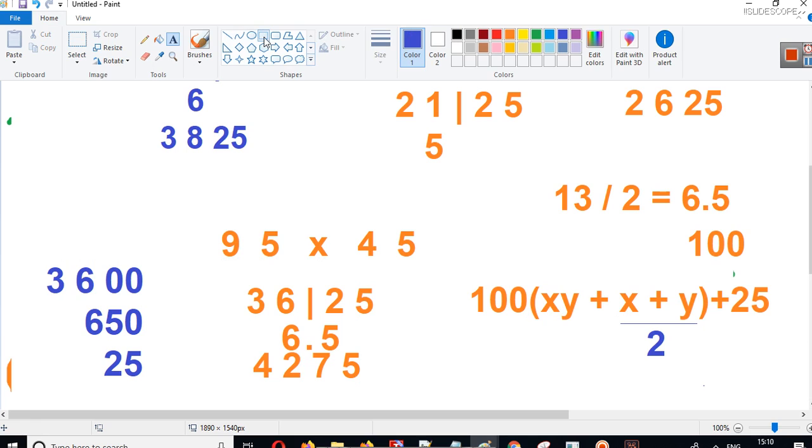Again, if you want to remember this, you can write it down somewhere. You can then apply this formula. Just put x and y. For 95 and 45 here, this 9 is your x and 4 is your y. So you can apply it in this and get this answer quickly, or you can simply follow this trick.